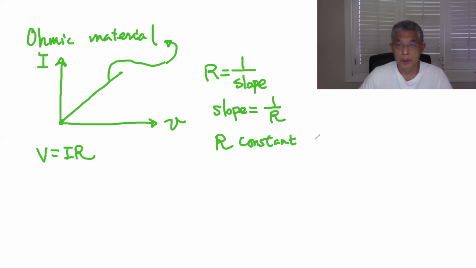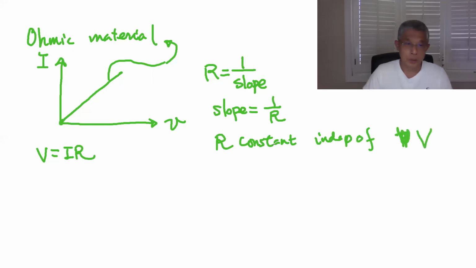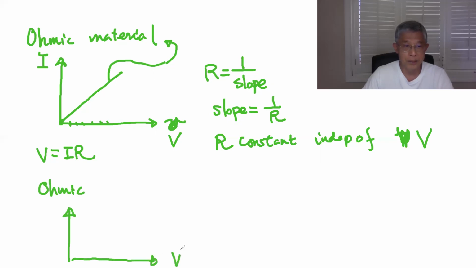So when R is constant, independent of what V you have, right? Independent of the value of V. So this is V, not small v. Okay. So when your voltage is changing, the slope remains the same. That means your R is constant when the V is changing. So that it's called ohmic material, O-H-M-I-C.